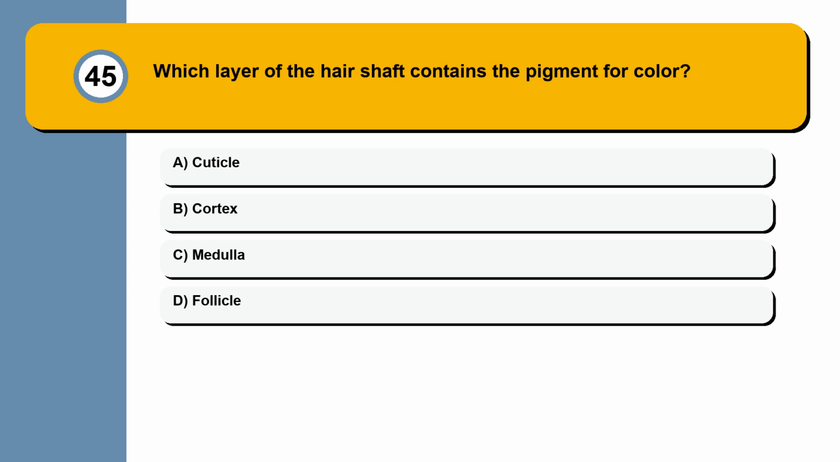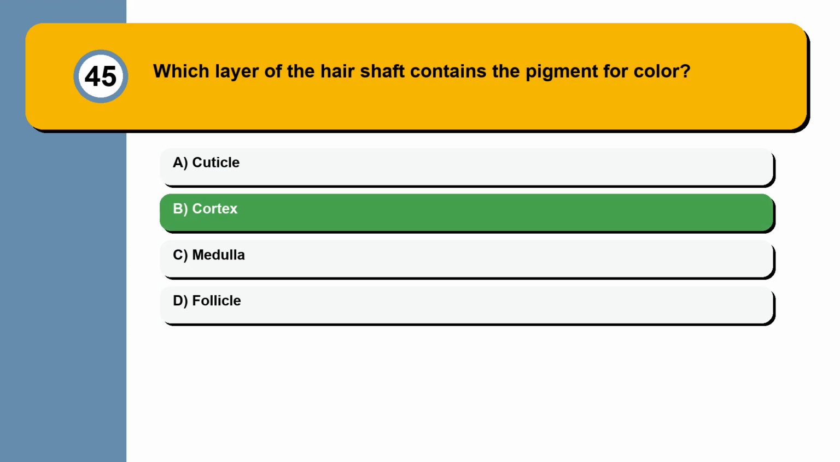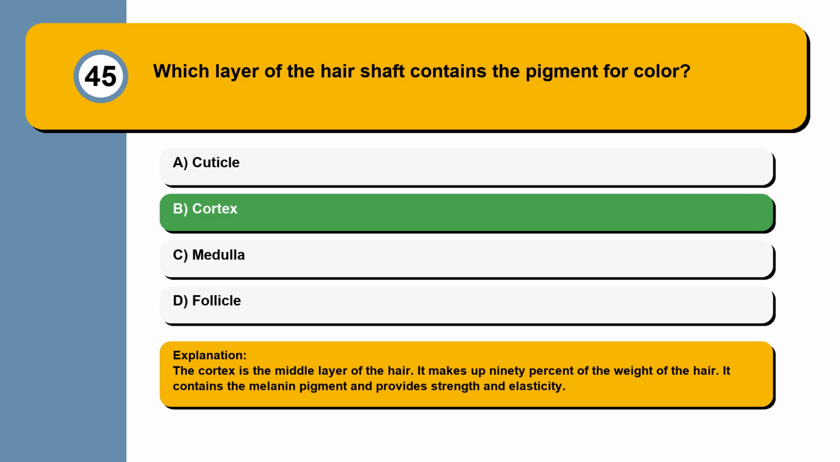Question 45. Which layer of the hair shaft contains the pigment for color? Cuticle, cortex, medulla, follicle. The cortex is the middle layer of the hair. It makes up 90% of the weight of the hair. It contains the melanin pigment and provides strength and elasticity.